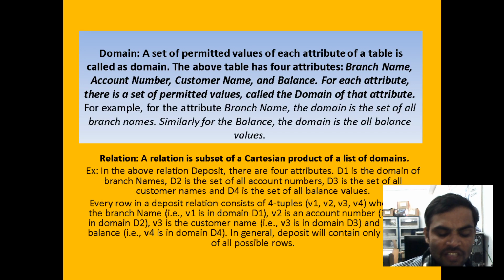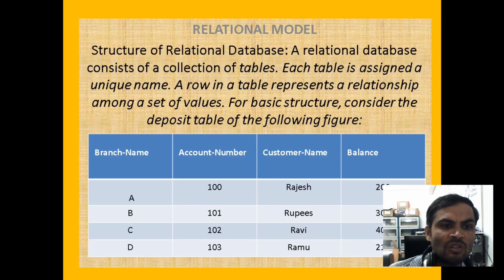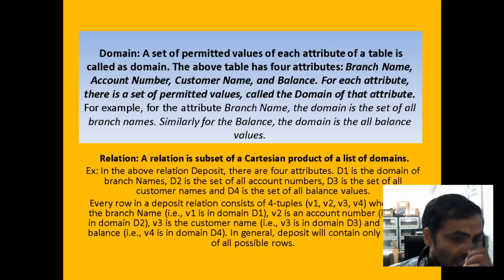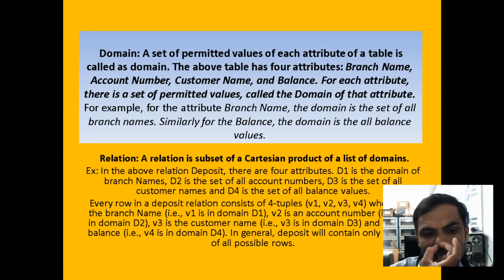Just now, a row of a table is representing a relationship among the set of values. Here also the same thing. A relationship is a subset of the Cartesian product. Cartesian product means combination of all attributes, then we are calling it a subset.